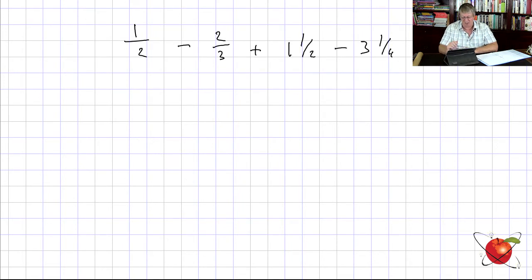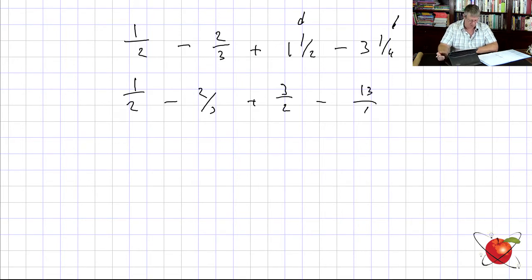essentially put it in. Now let's have a look, for example, at 1/2 minus 2/3 plus 1/2 minus 3 1/4. How do we add all that lot together and subtract them? Well, the first step is, can you see over here, we have to convert those. So we're going to say it's 1/2 minus 2/3 plus 2 times 1 is 2 plus 1, 3/2, minus 12 plus 1, 13/4. What do we do next?